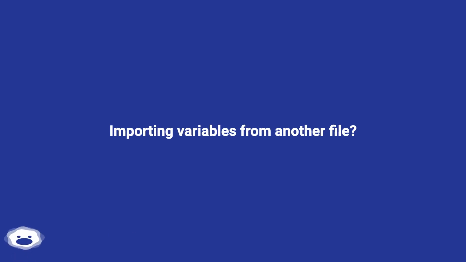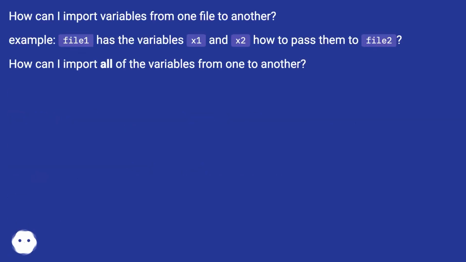Importing variables from another file. How can I import variables from one file to another? Example, file 1 has the variables x1 and x2. How to pass them to file 2? How can I import all of the variables from one to another?